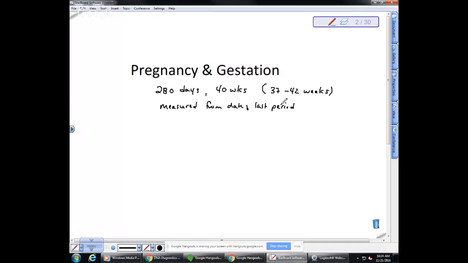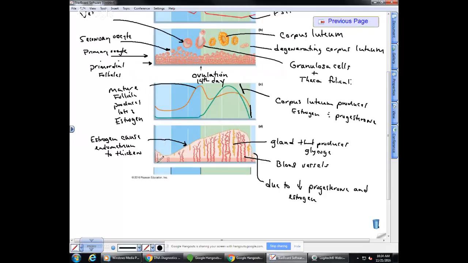And so what that means is that it's like 2 weeks longer, right? Because if you look back at that menstrual cycle, if we measure when we get our period, and there's 14 days to when we ovulate, then really by the time the egg ovulates, we're actually 2 weeks pregnant already. So it's a little bit longer, but it's just the convenient way to measure it, because that's what we can remember.